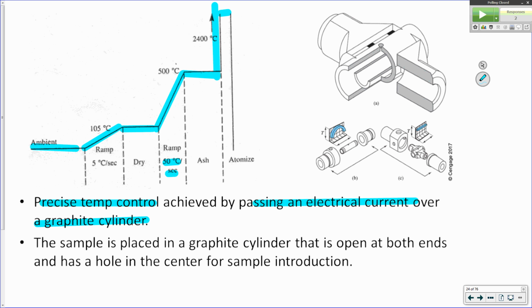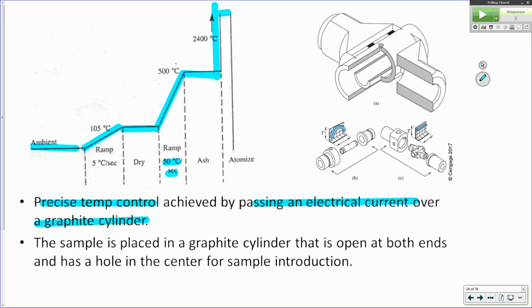So here's what the furnace looks like. And then the sample is going to go in the hole in the top. This is going to be the tube. And then the sample is going to line in and go in there. So you pass the current across this thing, the bigger chunk of graphite. And when it goes across there, it's open on both ends.